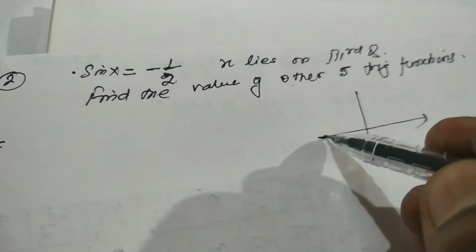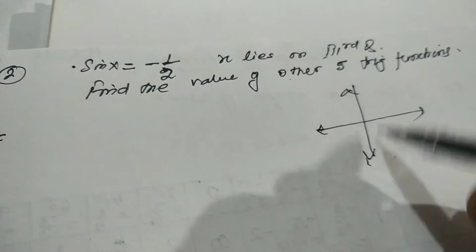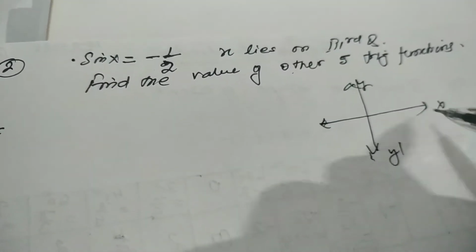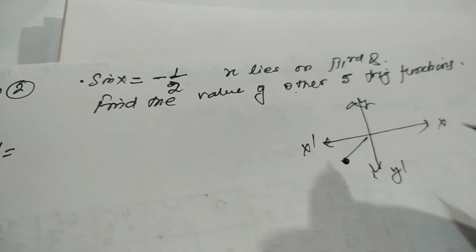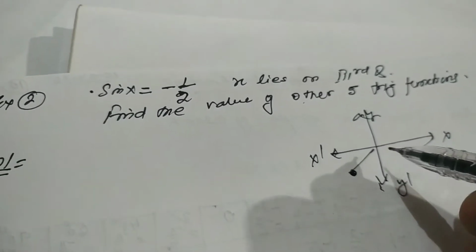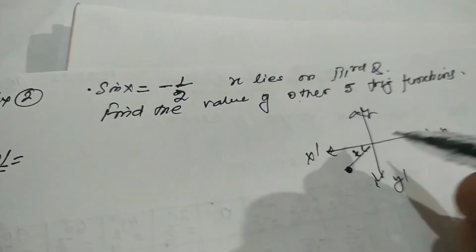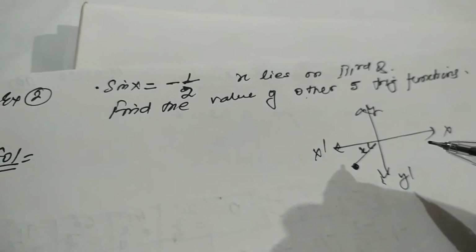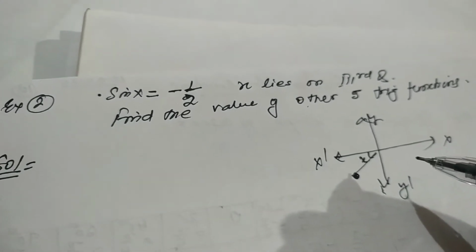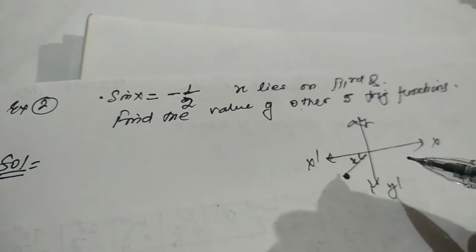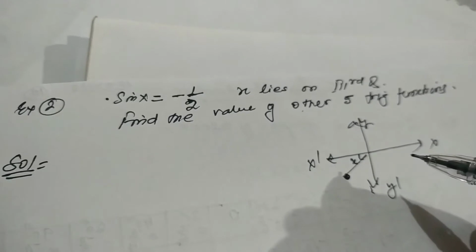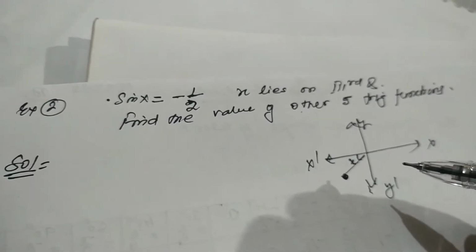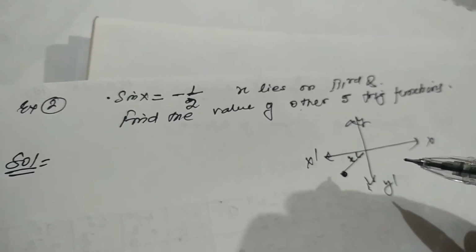The question is like this: this is the y axis and y dash and the x axis and x dash. Then x lies in the third quadrant, and sin x is minus 1 upon 2. Then find the value of the other 5 trigonometric functions. We have to find cos x, tan x, cot x, secant x and then cosec x.